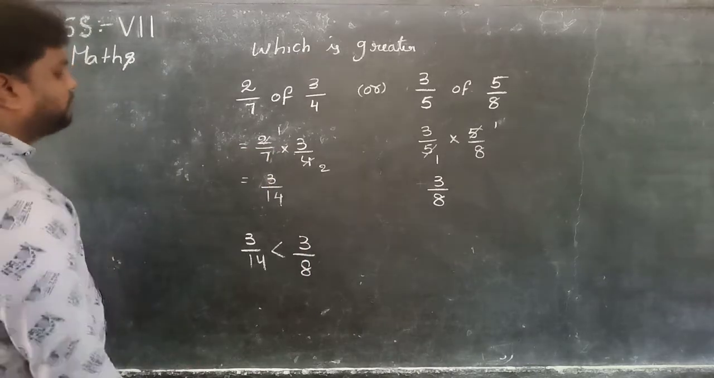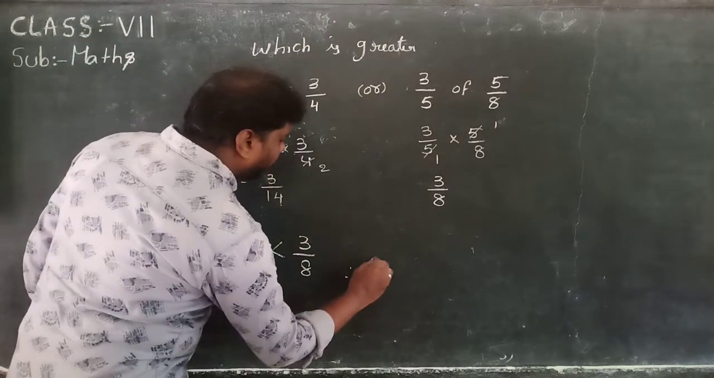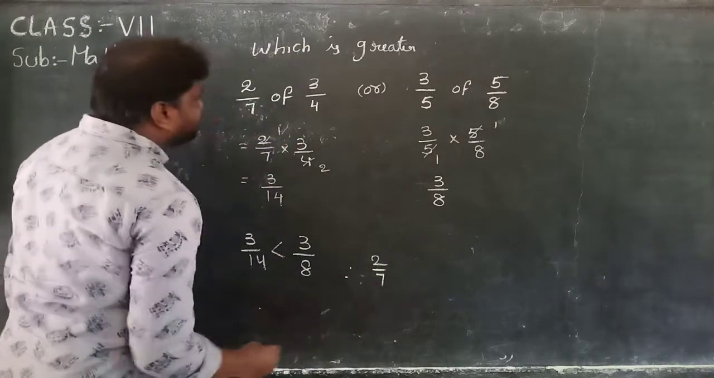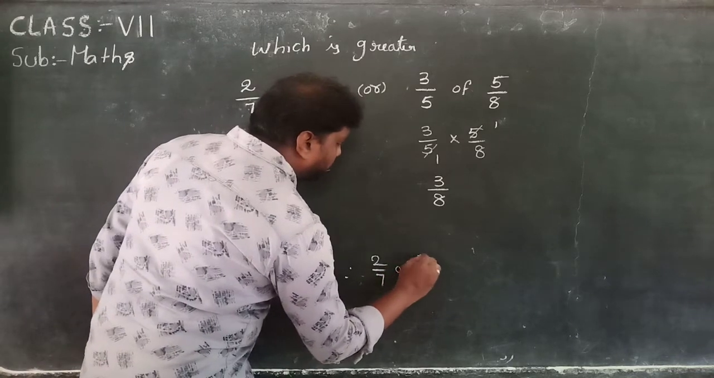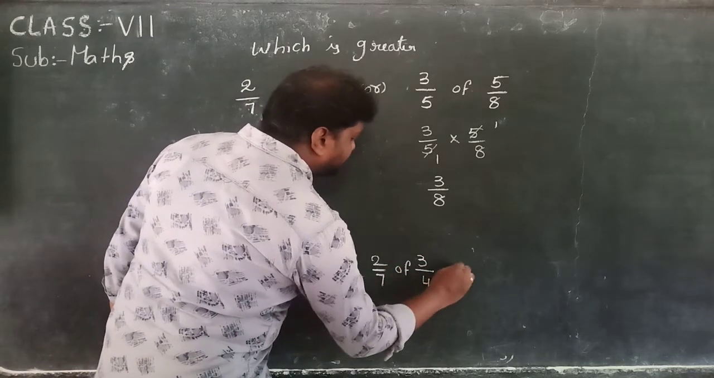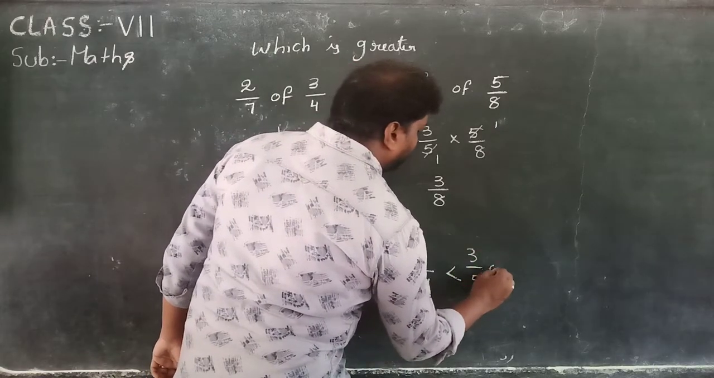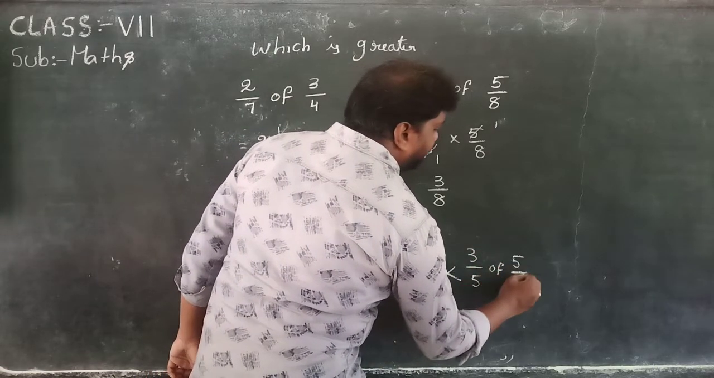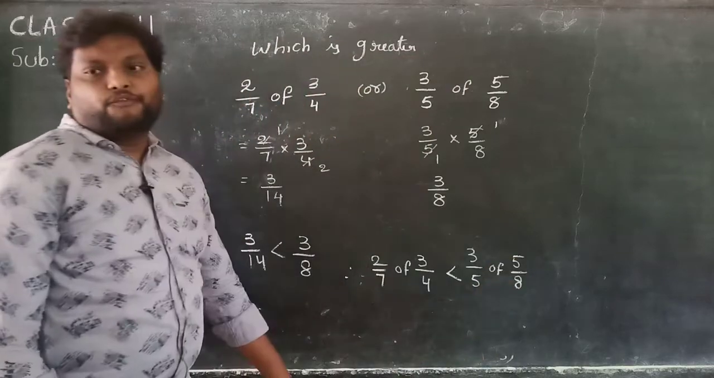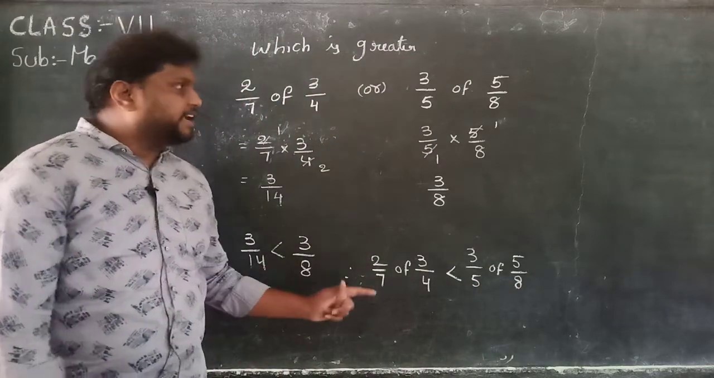Finally, 2 by 7 of 3 by 4 is less than 3 by 5 of 5 by 8. Okay, students, see like that.